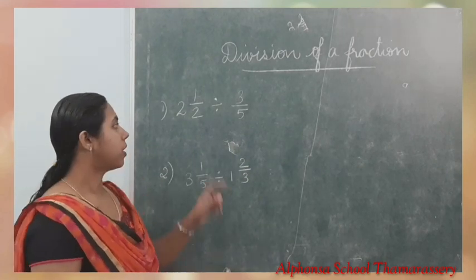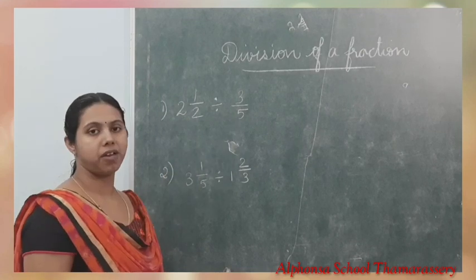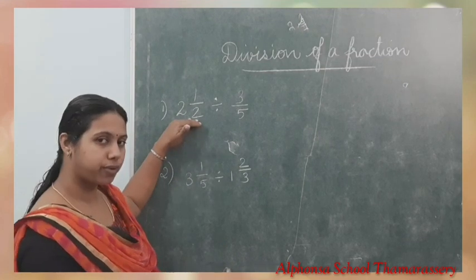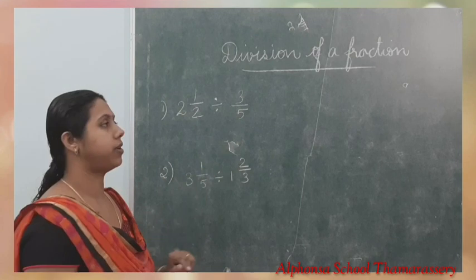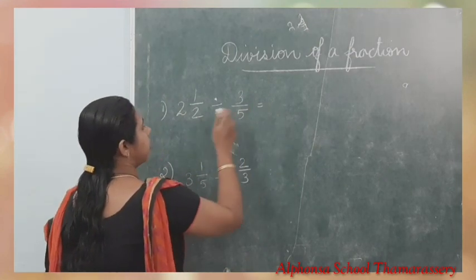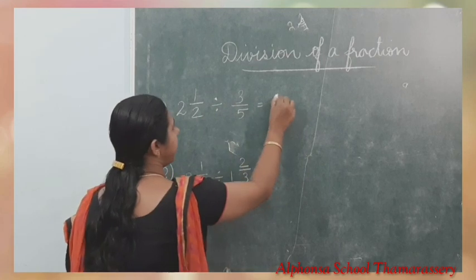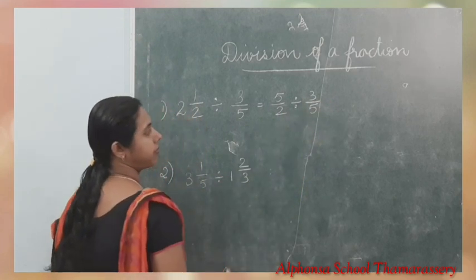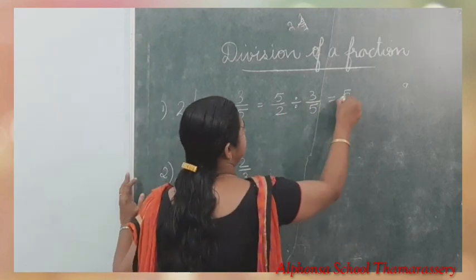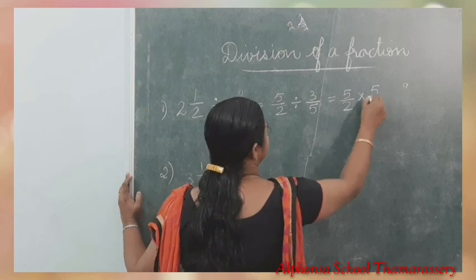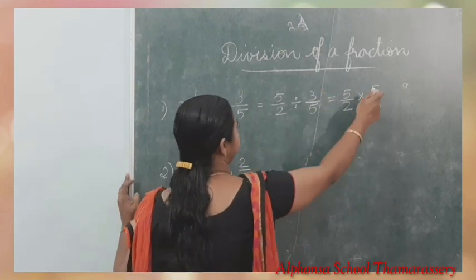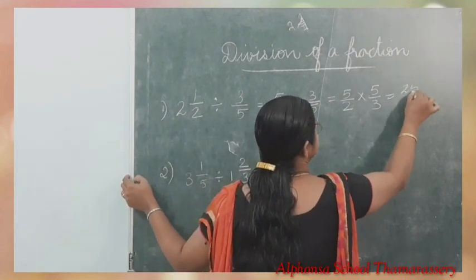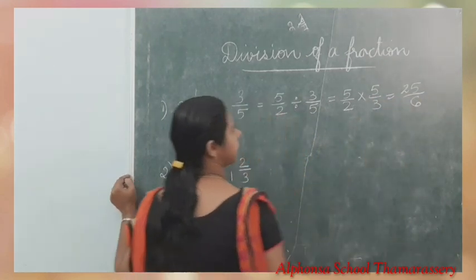See the next question. 2 1 by 2 divided by 3 by 5. A mixed fraction divided by a fraction. So first you change the mixed fraction to an improper fraction, then do it. So it will be 2 2s are 4, 4 plus 1, 5 by 2 divided by 3 by 5, which is equal to 5 by 2 into 5 by 3. The reciprocal of 3 by 5 is 5 by 3, which is equal to 5 5s are 25 divided by 2 3s are 6.